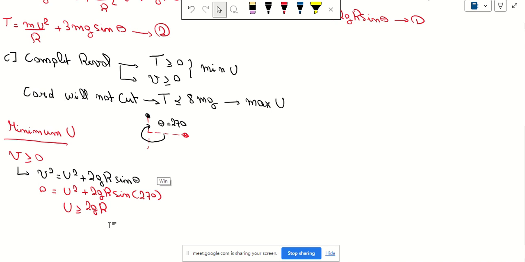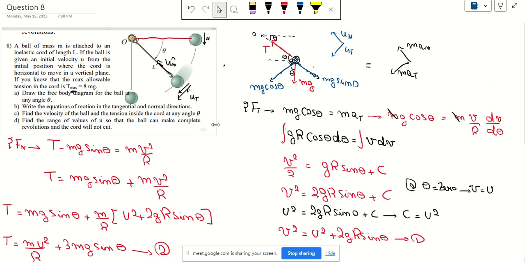Okay, but again there is another condition we must check, which is T must be greater than 0. But again, at which point? The highest point. Yes, again at that point. Why at the highest point? We have 2 points of view. The first one is the physical one. Where is the critical point that I'm most afraid of, that the cable will be loosened?